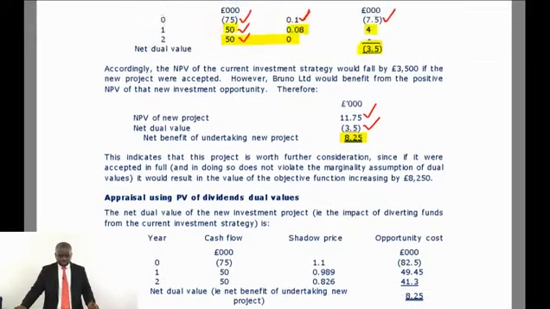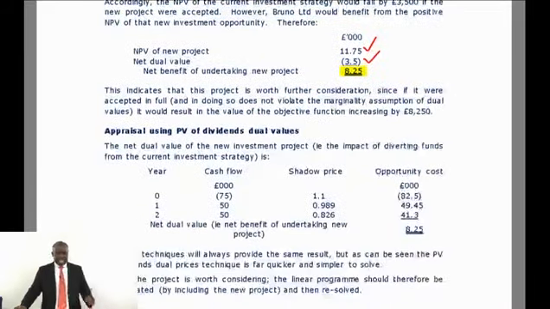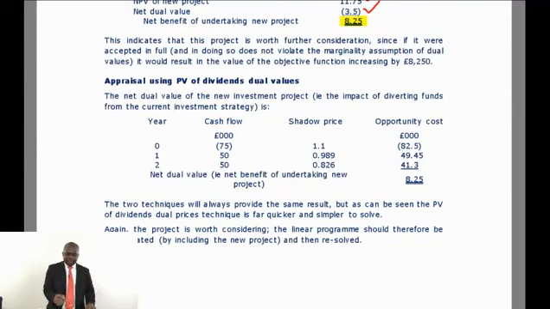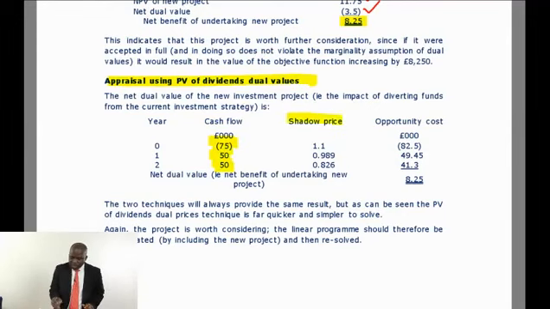Now, this is the NPV approach. If we did the linear programming on the basis of the dividend approach, how will we calculate the shadow price? It is the same argument: the cash flows from the project multiplied by its shadow prices. And now be with me. This gives you the net figure directly.